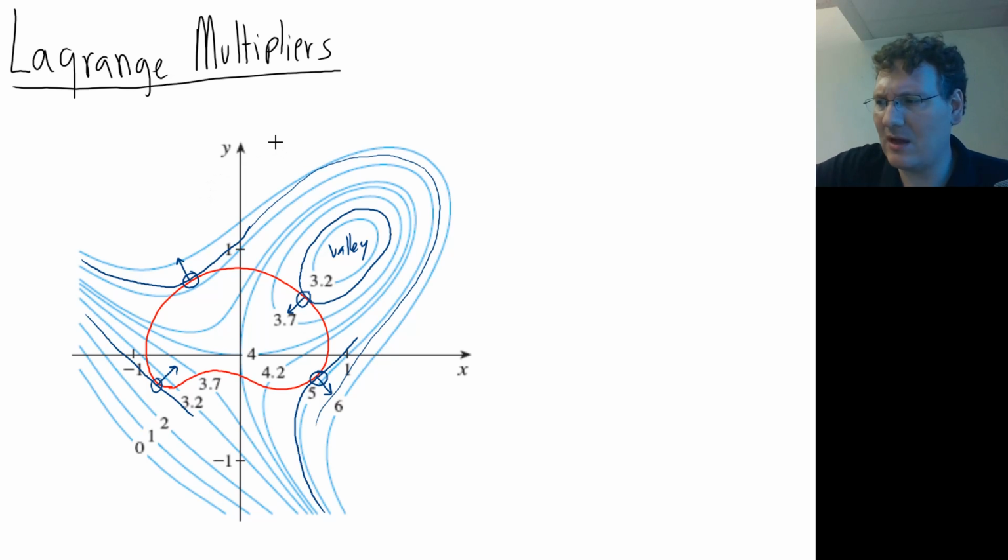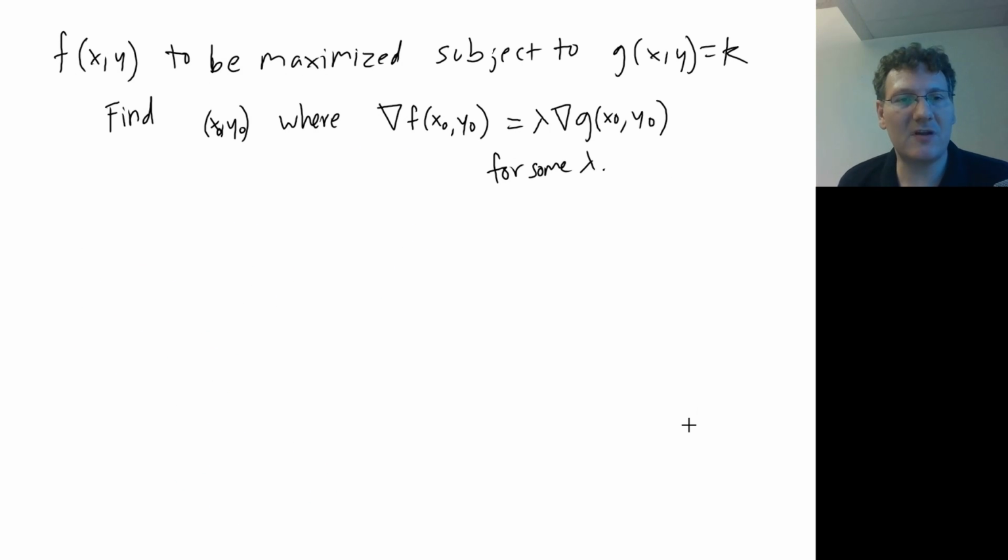And so now we're going to set up the method. The idea is if you have some function f of x, y, you want it to be maximized, or minimized, subject to some other constraint g of x, y equals k. That's an equation, that would be a curve in x and y. So we're looking for some point x0, y0 where the gradients are parallel. They don't have to be equal to each other, so we put in this lambda parameter, which is a scalar. So the gradient of f of x0, y0 equals lambda times the gradient of g of x0, y0. What this is going to give us is actually a handful of equations, and we have to solve.